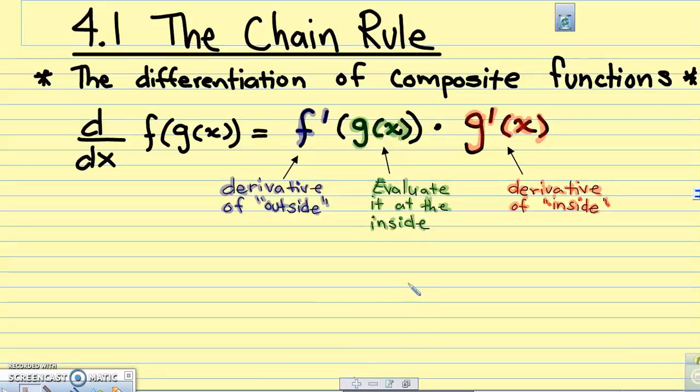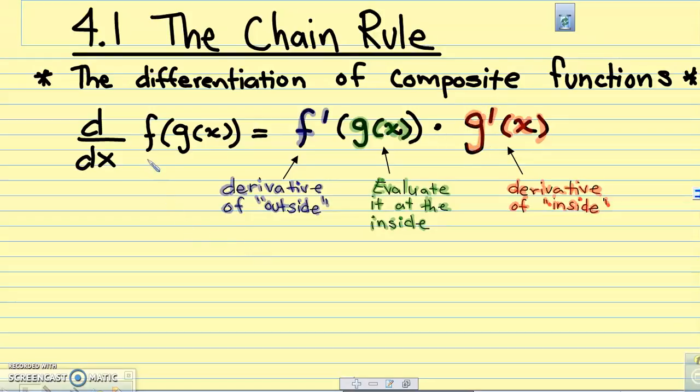Okay, today we're going to talk about the chain rule. The chain rule is the derivative of composite functions. Remember, composite functions are functions like f of g of x. So if you're asked to take the derivative of a composite function f of g of x, the chain rule says you have to take the derivative of the f function evaluated at the g function times the derivative of the g function.